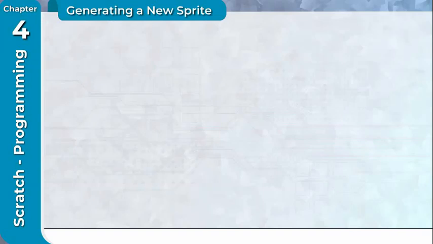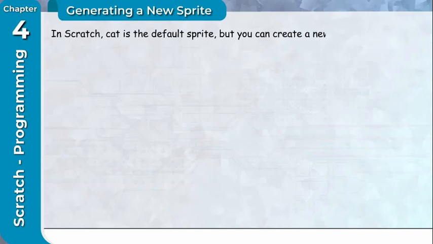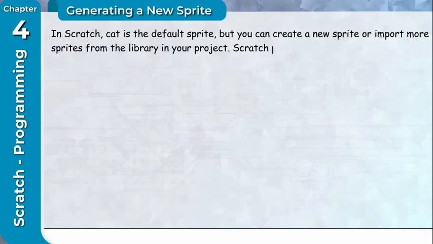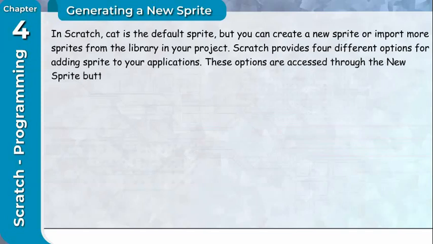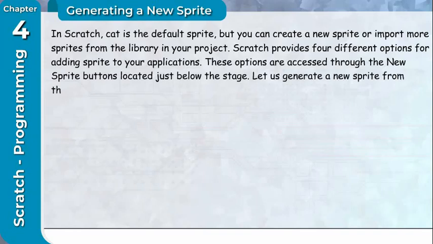Generating a new sprite. In Scratch, the cat is the default sprite, but you can create a new sprite or import more sprites from the library in your project. Scratch provides 4 different options for adding a sprite to your applications. These options are accessed through the New Sprite buttons located just below the stage. Let us generate a new sprite from these options.